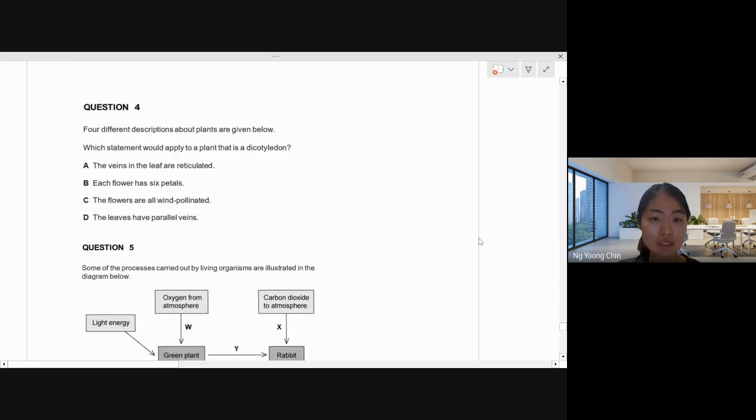Okay, and then you can see 4 different descriptions about the plant are given below. Which statements would apply to the plant that is a dicotyledon? So the answer will be which one? Reticulated, yes. The answer is A. 6 petals? No. Dicotyledon has 4 or 5 petals only. Remember, 4 or 5 only. And wind pollinated? It can be insect pollinated or wind pollinated. And parallel veins? No, this belongs to the monocotyledon. Okay, so we finished chapter 1.